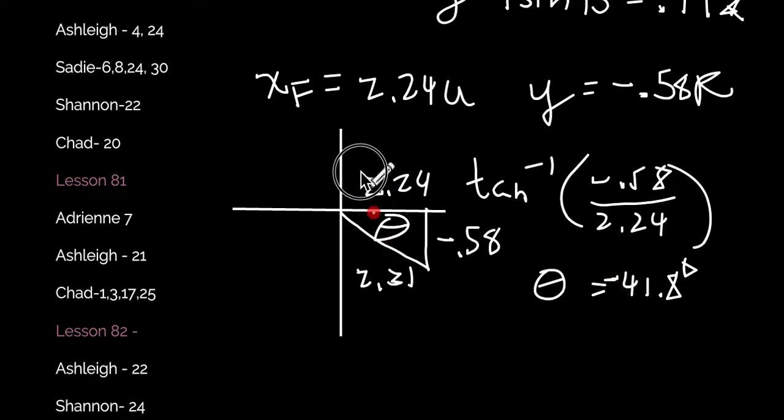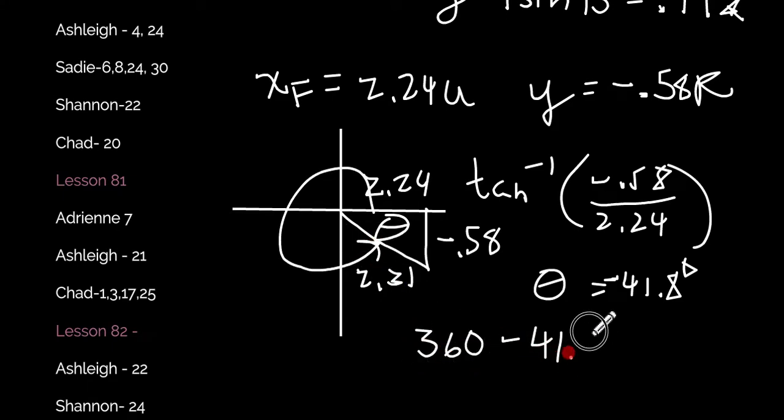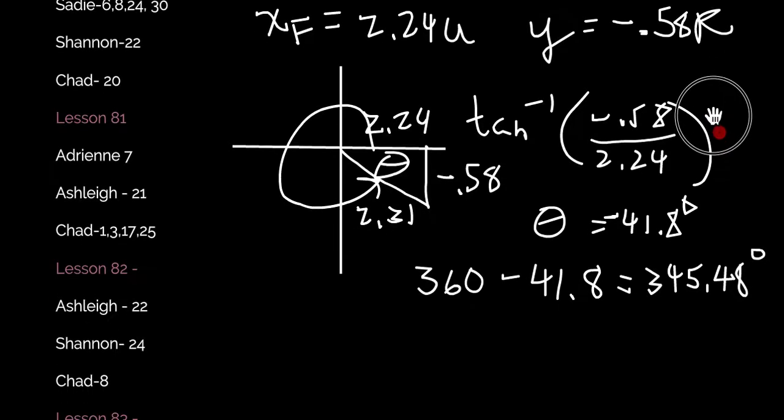But we have to find this angle going the whole way around. So you need to take 360 minus 41.8, and you're going to get 345.48. So a little tricky, a lot of things going on in this problem.